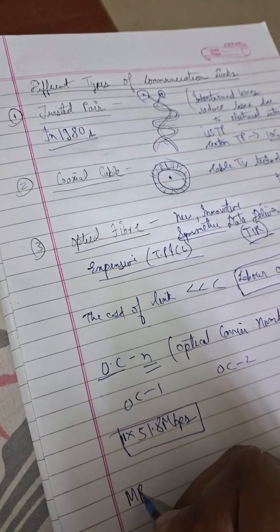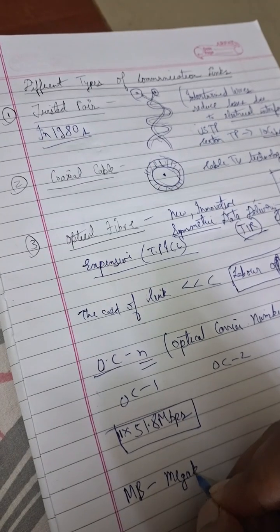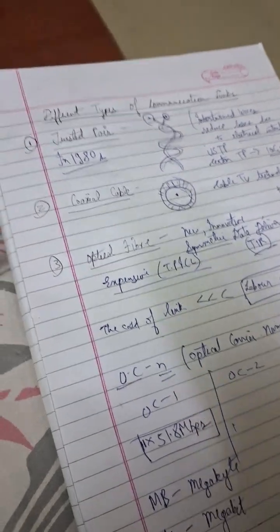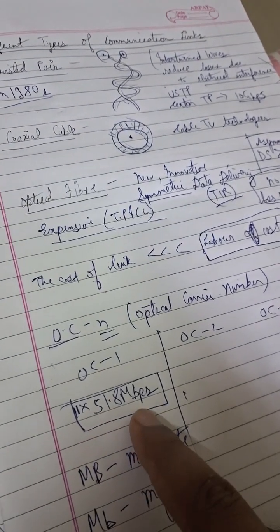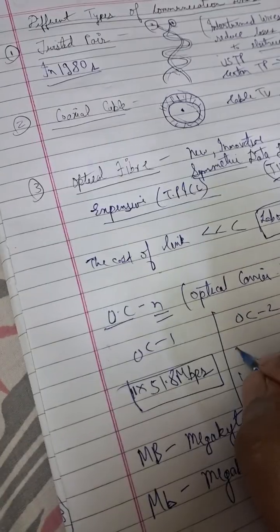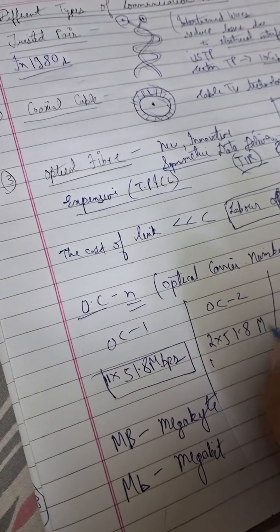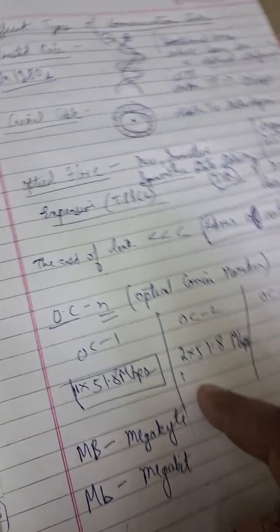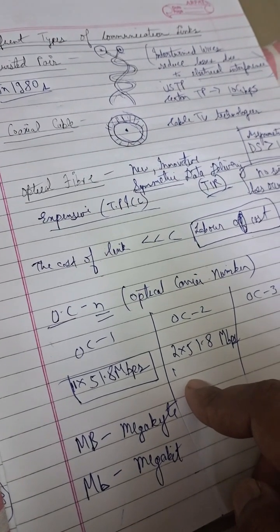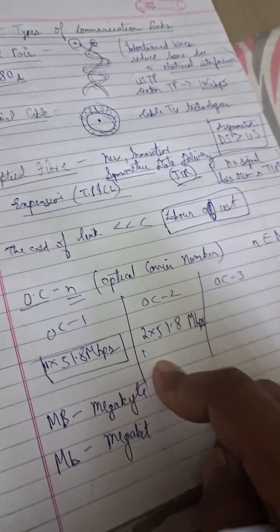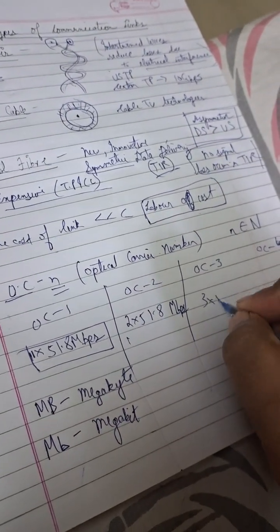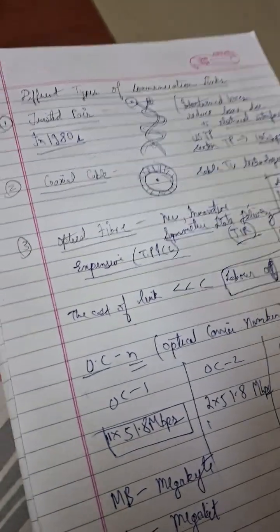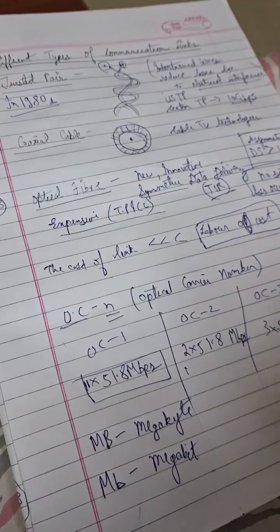If I say capital MB, it will be megabyte, but if I say small b, it will be megabit. So OC1 is 1 into 51.8 megabit per second. If it is OC2, it is a multiplier, so it will be 2 into 51.8 megabit per second, which would be the maximum bandwidth offered by an OC2 optical cable. Similarly, OC3 will be 3 into 51.8 megabit per second, and so on. This is how the different optical carrier numbers have been given.